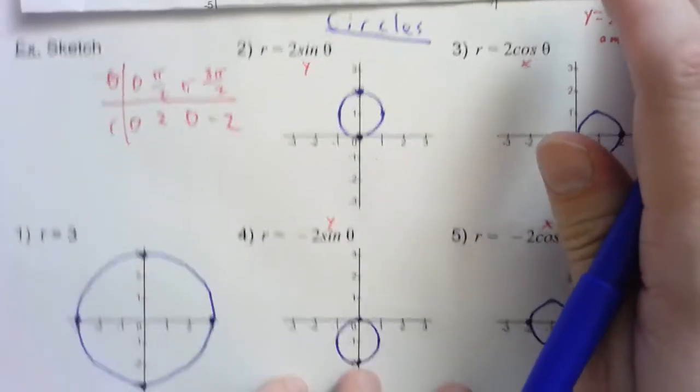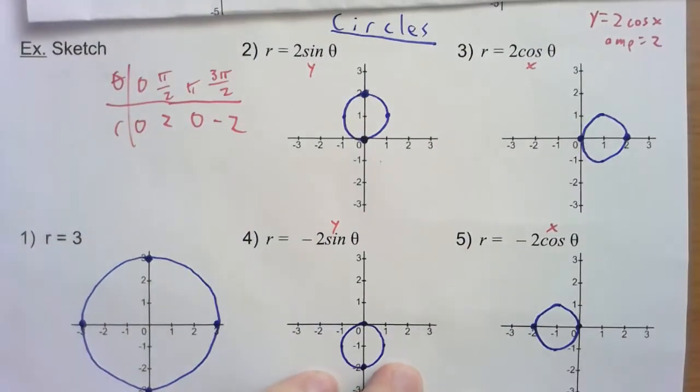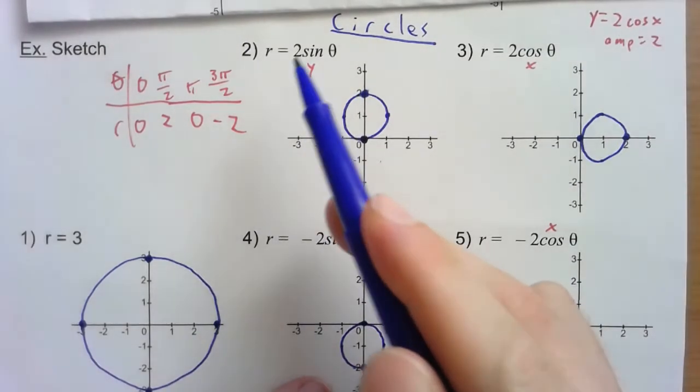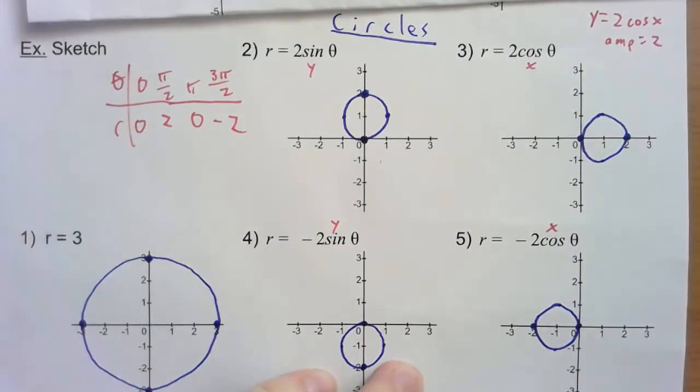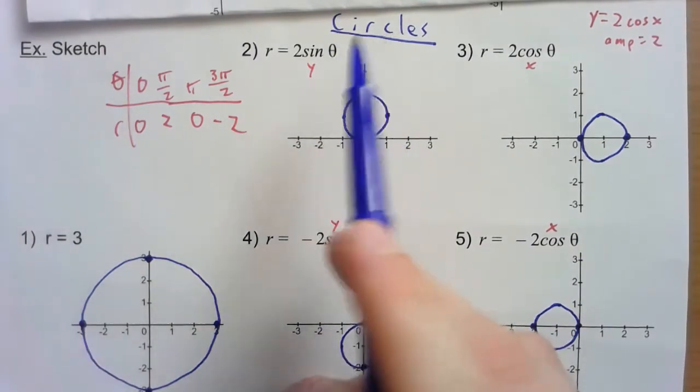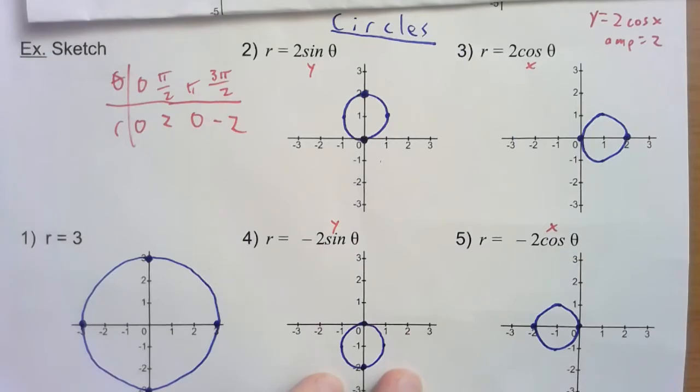Okay, it does come up in AP Calculus where it is really helpful to know that when you've just got r equals a number times sine, or r equals a number times cosine, that's just a circle. That is a good thing to just know. You can make a table to help yourself out a little bit, but you want to know that these are circles.